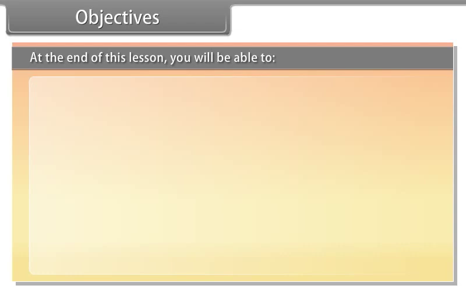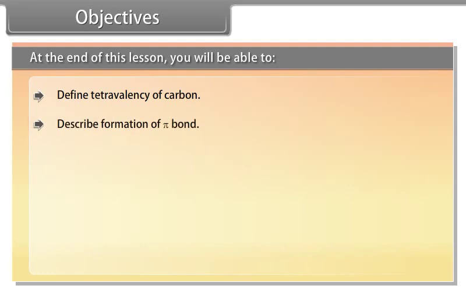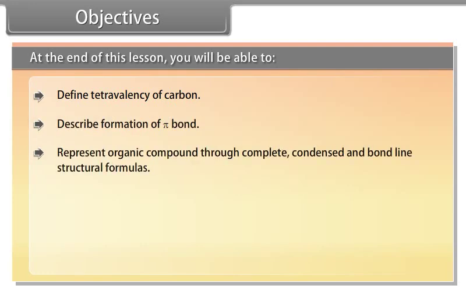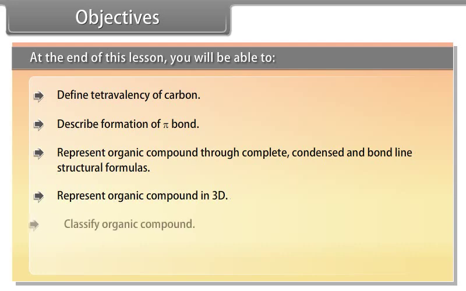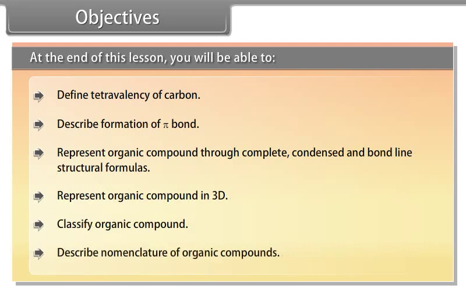Objectives. At the end of this lesson, you will be able to define tetravalency of carbon, describe formation of pi bond, represent organic compounds through complete, condensed and bond line structural formulas, represent organic compounds in 3D, classify organic compounds, and describe nomenclature of organic compounds.